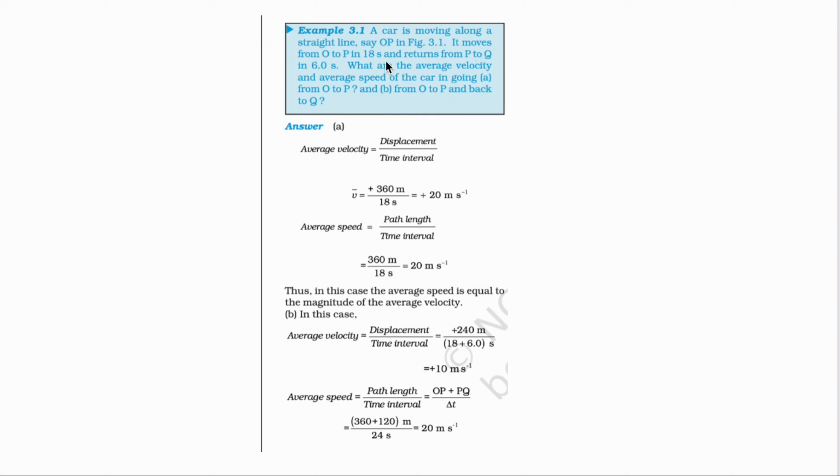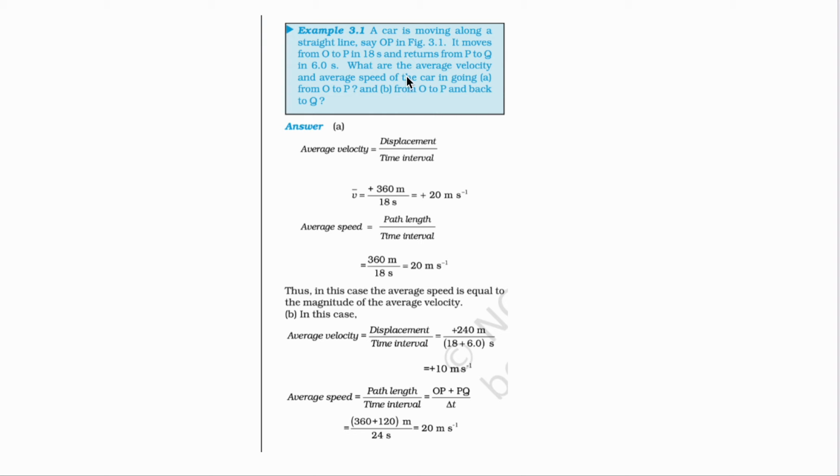It moves from O to P in 18 seconds. Okay, they have given you the time interval. And returns from P to Q in 6 seconds. O to P it takes 18 seconds, P to Q it takes 6 seconds. So what are the average velocity and average speed of the car in going A from O to P, and B from O to P and back to Q? That diagram is given in the NCERT textbook.